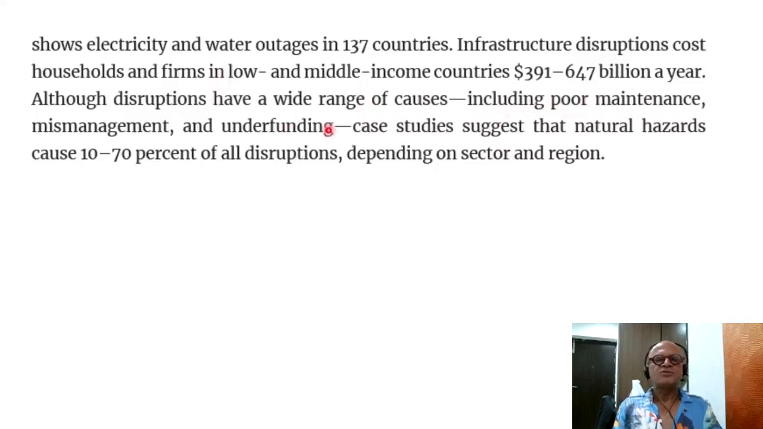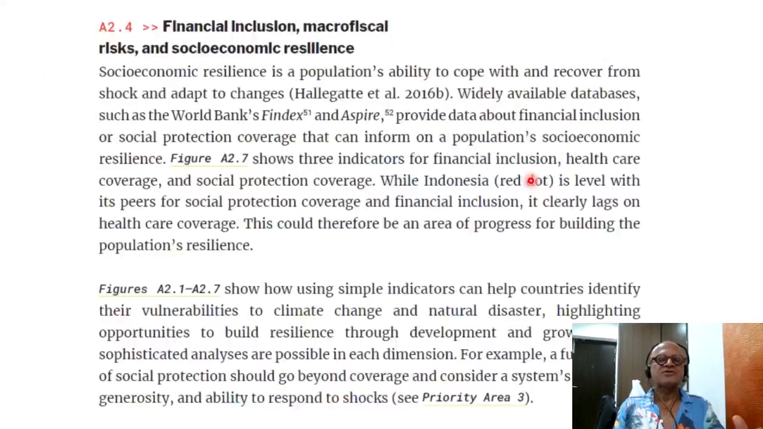Infrastructure disruptions cost households and firms in low and middle income countries from $391 to $647 billion a year. Although disruptions have a wide range of causes, including poor maintenance, mismanagement, and underfunding, case studies suggest that natural hazards cause 10 to 70% of all disruptions. Natural hazards are a big player in this, depending on sector and region. So you cannot ignore natural hazards. So your system has to be risk informed from a natural hazards point of view.